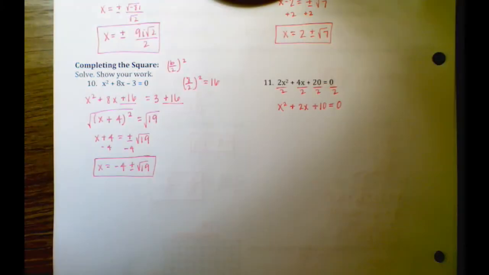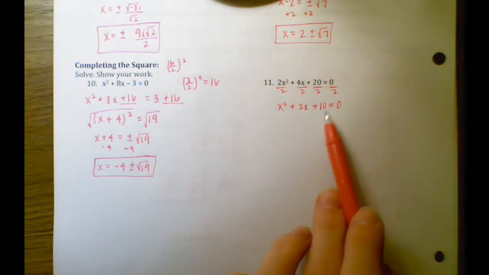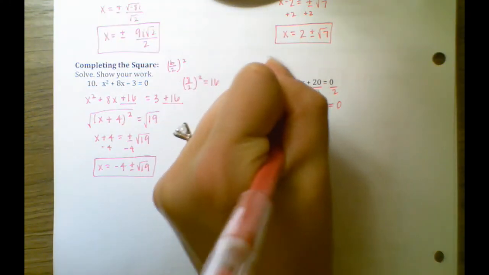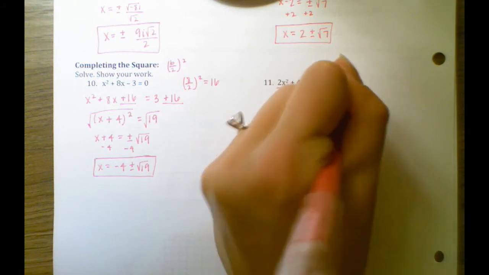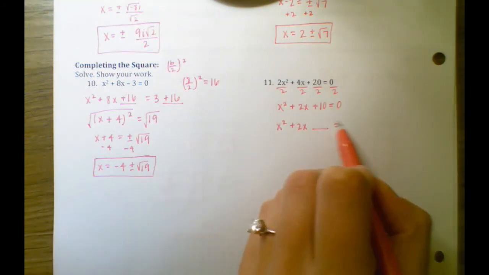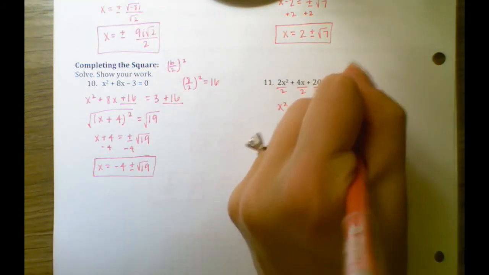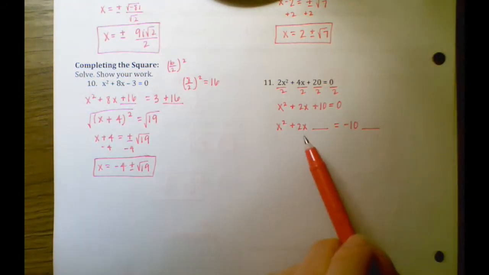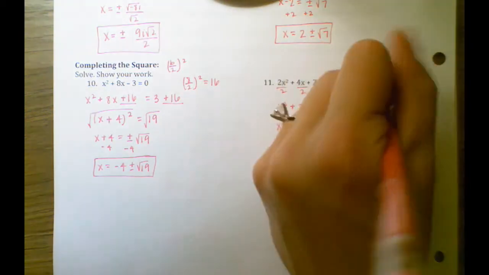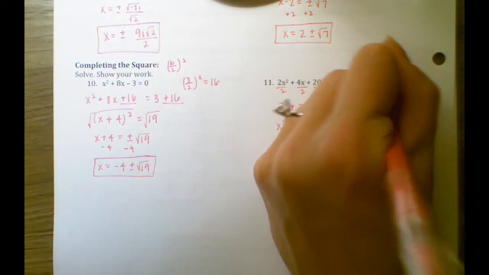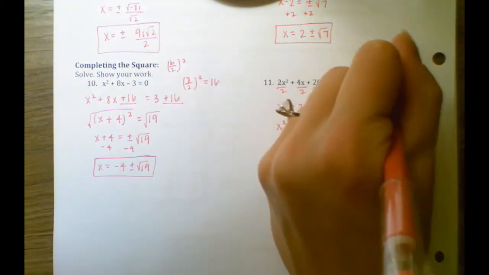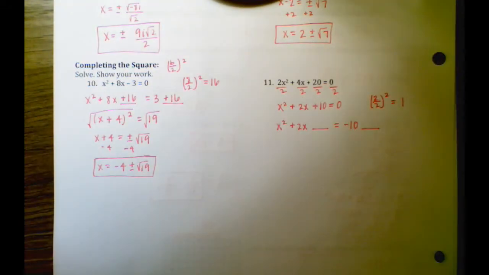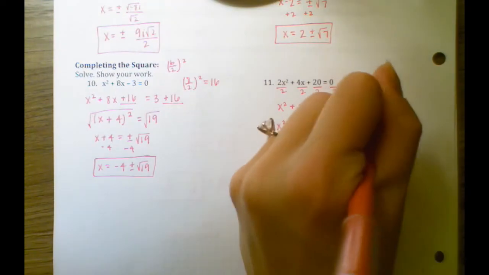And we're going to do the same thing. Move this c term over to the other side. So I get x squared plus 2x blank equals, when I move this 10 to the other side, that becomes negative 10 and another blank. Okay? Now my new b value here is 2. So 2 divided by 2 is 1. And when I square 1, I get 1, right? So I'm going to add 1 to both sides.